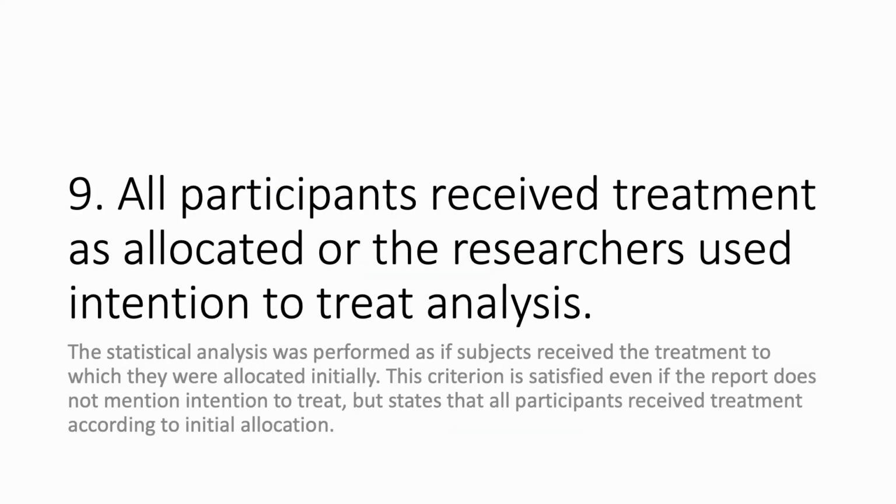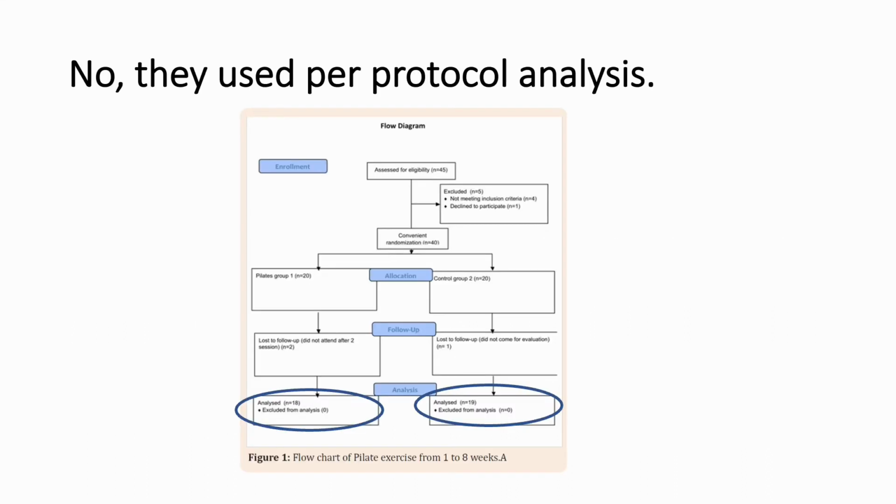Criterion number 9 has to do with participants receiving the treatment as allocated, or in the case that they did not, did the researchers use intention to treat analysis? Remember that for intention to treat analysis there are varying ways to do this, but it's part of the statistical analysis that allows you to analyze data as if the participants received the treatment to which they were initially allocated. So did the researchers do this? And the answer is no, they did not use an intention to treat analysis.